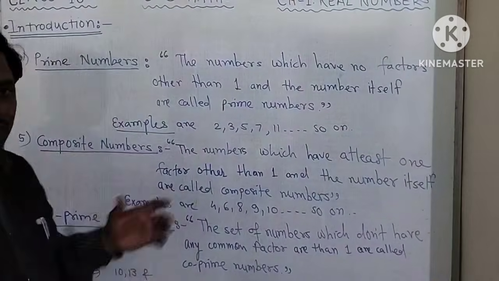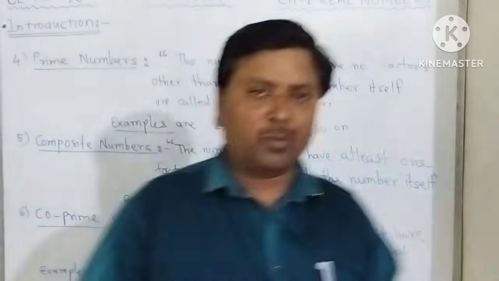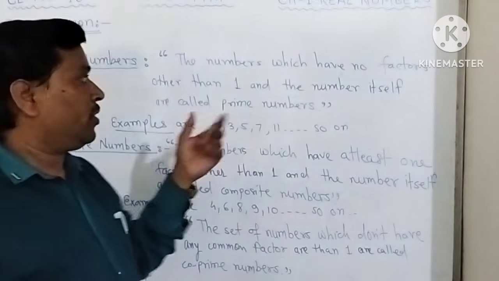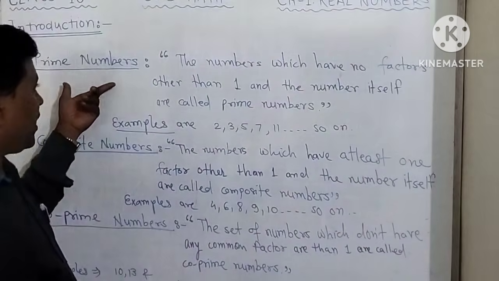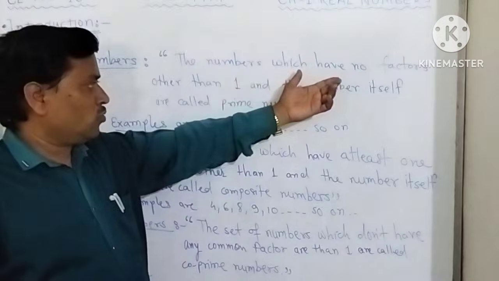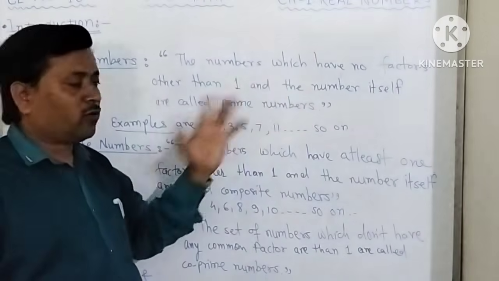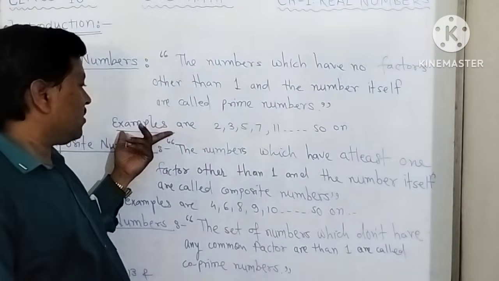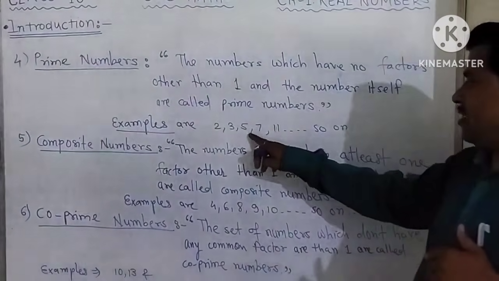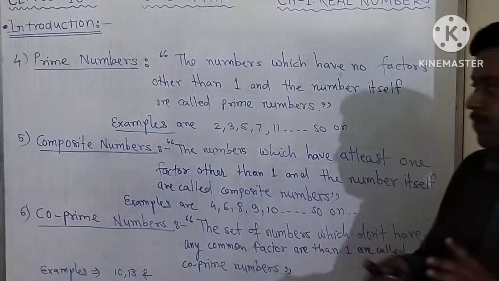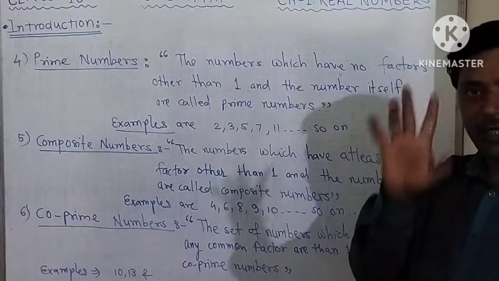We have just seen the introduction of real numbers. The first three definitions we have seen are real number, irrational number, and rational number. Now we will see prime numbers. The numbers which have no common factors other than 1 and the number itself are called prime numbers. Examples of prime numbers are 2, 3, 5, 7, 11 and so on. Prime numbers are the numbers which have only two factors, 1 and the number itself.